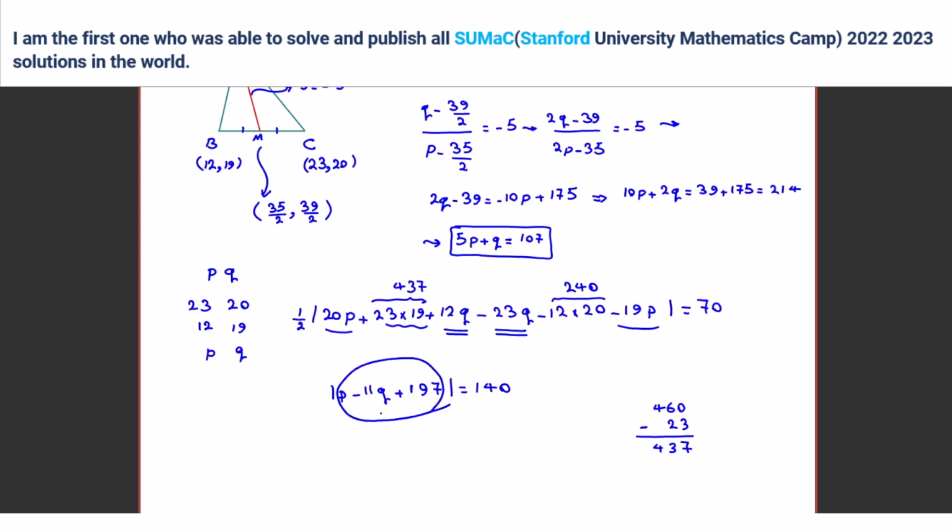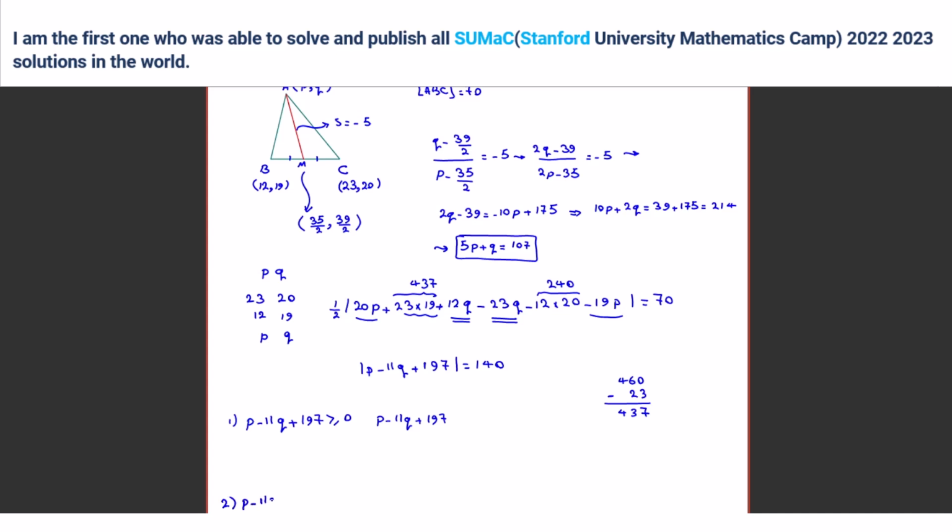Here we have two cases. This part is positive or negative, right? That's the reason we will find two answers and we should find P plus Q in each of them. If P minus 11Q plus 197 is greater than or equal to 0, then P minus 11Q plus 197 is 140. Let's write also case 2. Case 2 is when this part is negative, okay? So we can conclude P minus 11Q is 140 minus 197, which is negative 57. Exactly. And we know 5p plus q is 107, right? Agreed? Okay. So we want to find p plus q, right? From here we can say p is 11q minus 57, right?